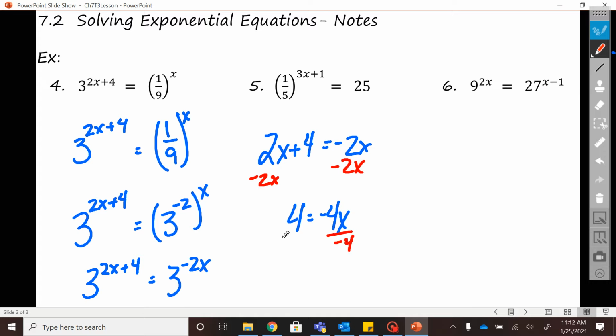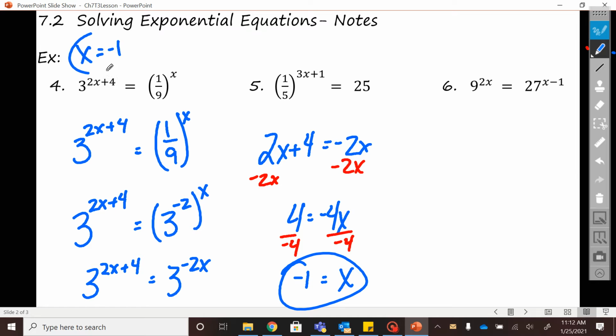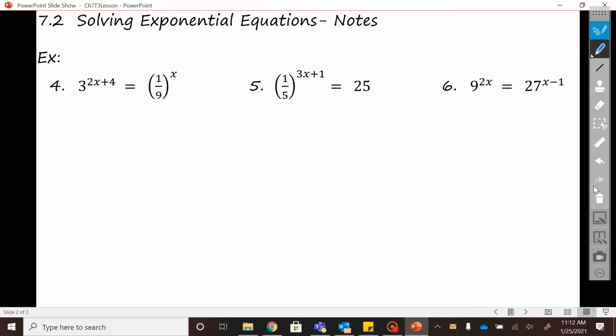Divided by negative 4, x is equal to negative 1. So our solution for number 4 is negative 1. And of course, we could plug that in and check to see that it actually works. So don't let these fractions throw you off. The fraction just means it's supposed to be a negative exponent.